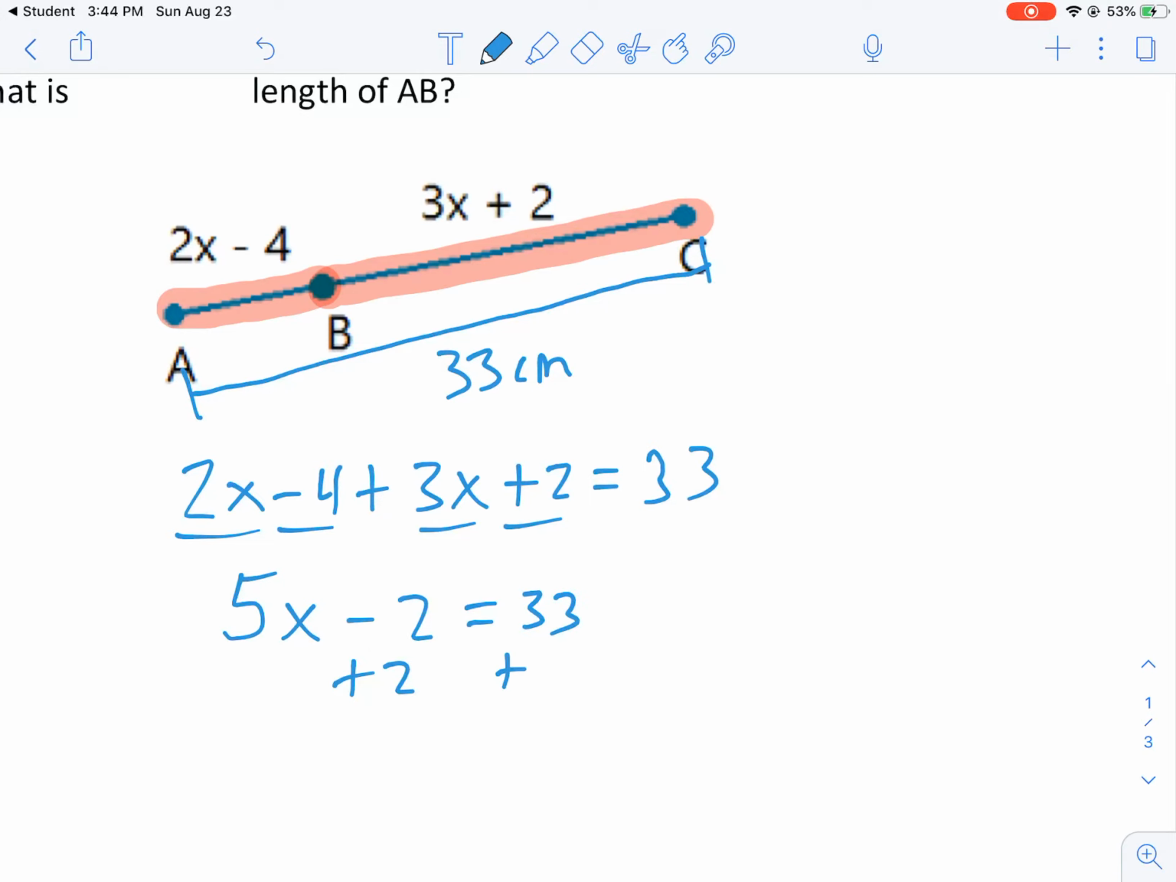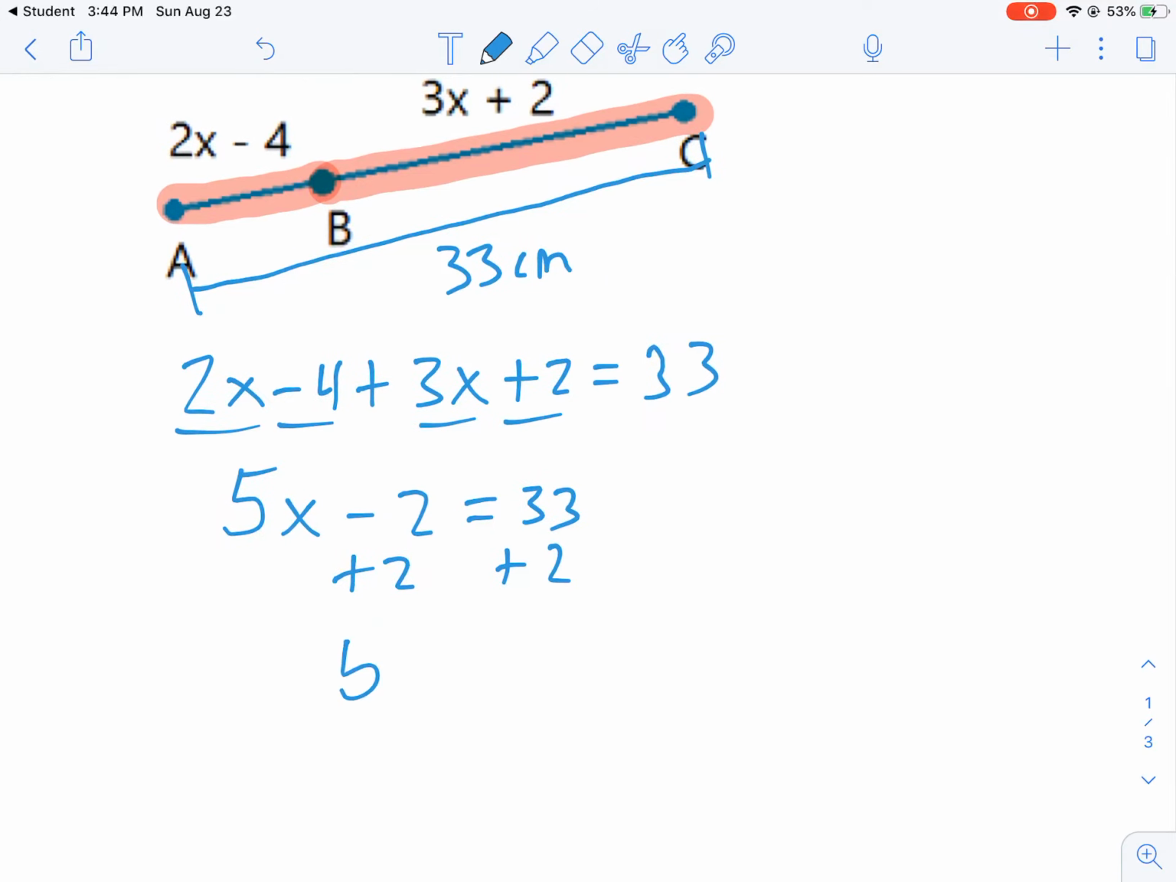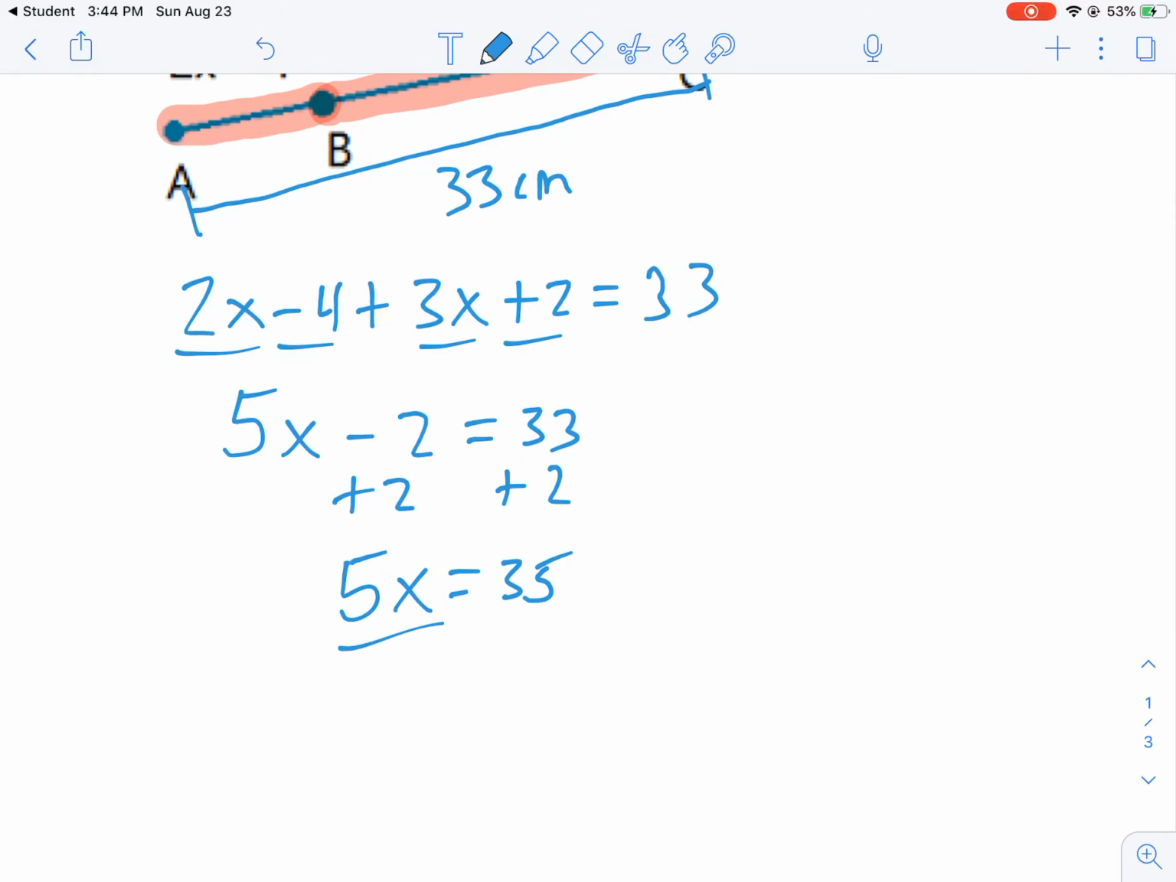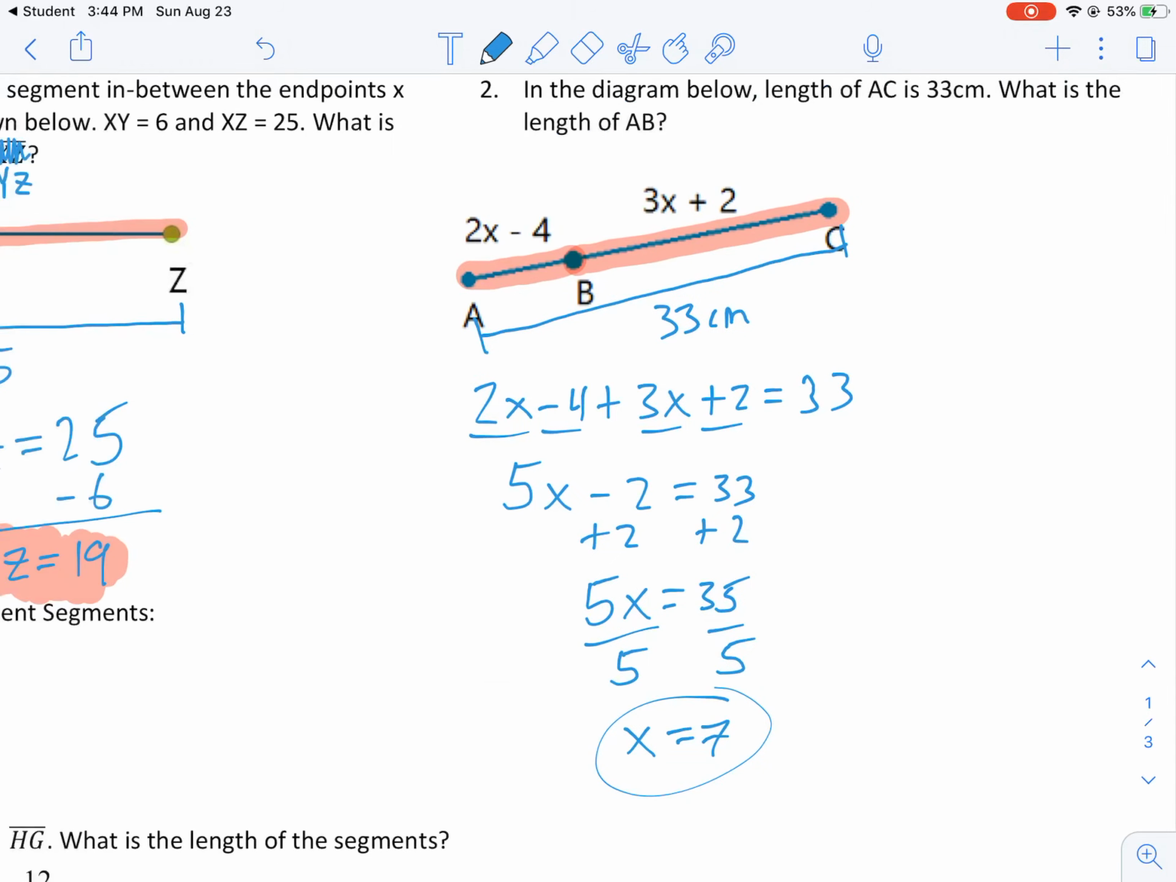So we're going to add 2 on both sides. So we've got 5x equals 35. Divide by 5. And we get x equals 7. Now, are we done? Okay, so remember, what did the question ask? The question asked, what is the length of AB? So all we did was find x, right? So we're not done yet.